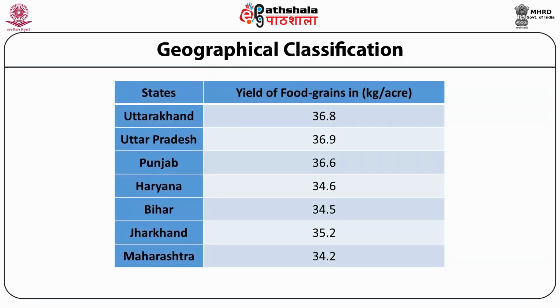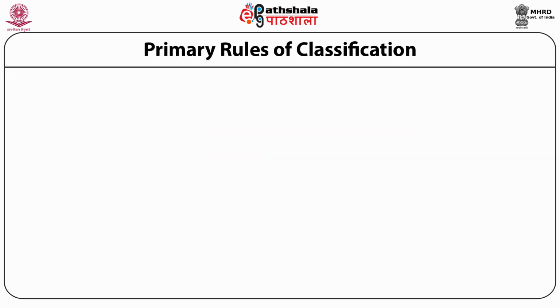On one side we have states and on the other side we have the yield of food grains, in kgs per acre. So in Uttarakhand that is 36.8, in Uttar Pradesh 36.9, in Punjab 36.6, Haryana 34.6, Bihar 34.5, Jharkhand 35.2, and Maharashtra 34.2. So there are some primary rules of classification.